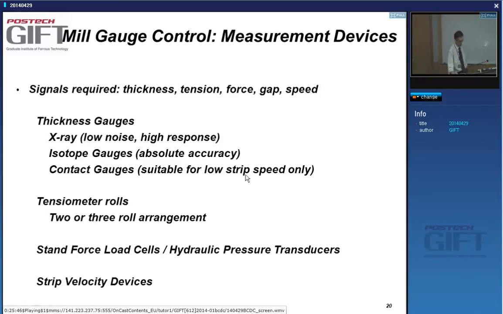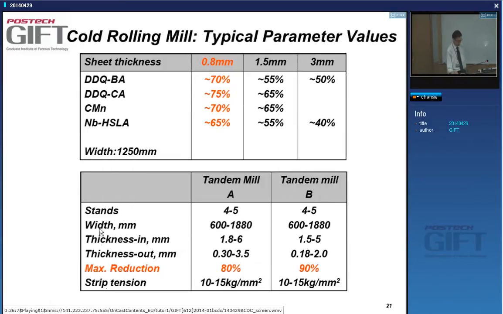Although contact gauges are only suitable when you have low strip speeds. You have tension control, which is also available. And of course, you measure the force with load cells, and you also have strip velocity measurements. Okay. Again, we'll talk about this in more detail later on when we talk about strip profile.